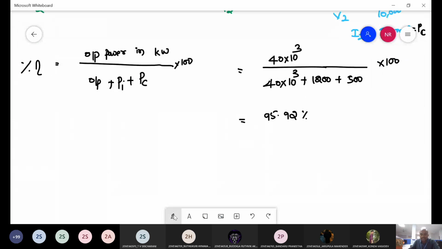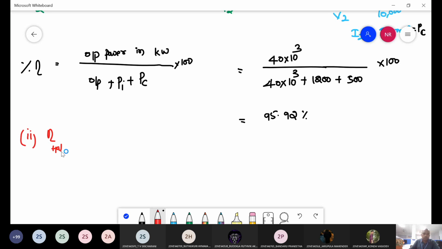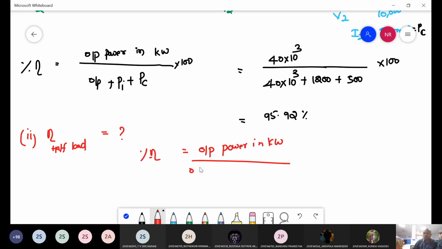Now the second part we have to calculate: efficiency at 50% of the full load. It means half load. Yes or no? Efficiency at half load. Yes, sir. Now here also the same formula. Efficiency is output power in kW by output plus iron losses plus copper losses.